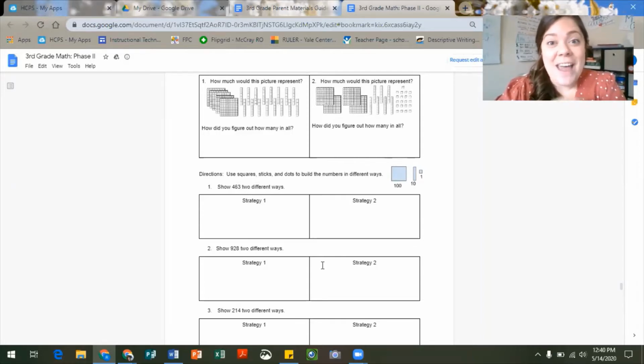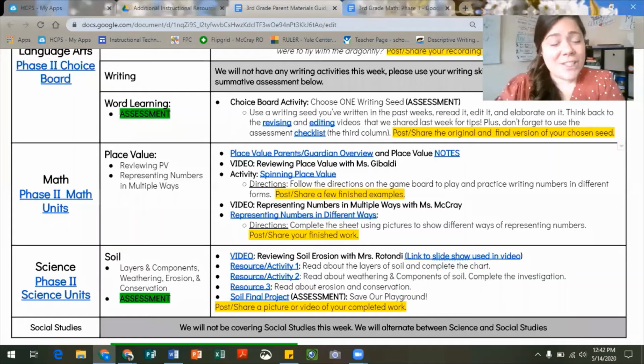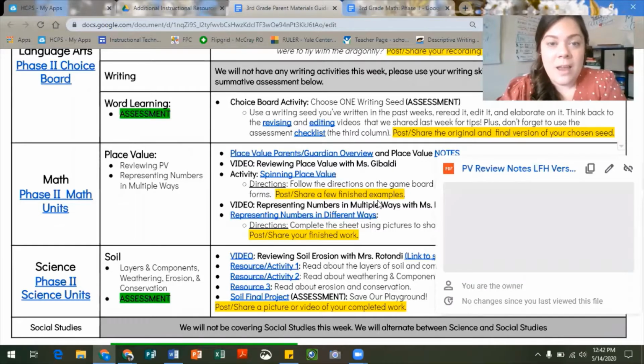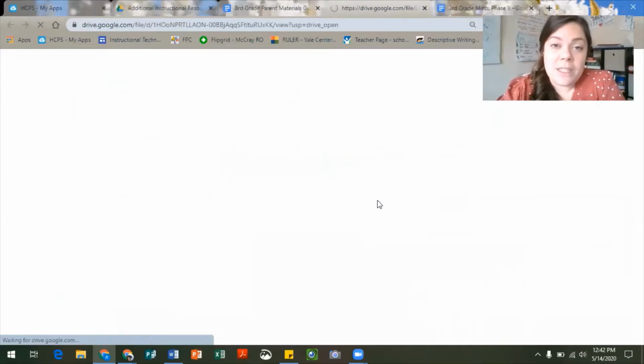All right, so let's go ahead and switch gears and start looking at how we can represent numbers in multiple ways and why it's important for us to be able to do that. And getting started with our conversation about representing numbers in different ways, I do just want to draw your attention to the notes that I believe Ms. Gibaldi talked to you about as well. Page 3 of the notes that we've shared for the start of this place value review unit really dives into the concept that I'm going to be talking about today. And we'll see if it'll load here in just a second.